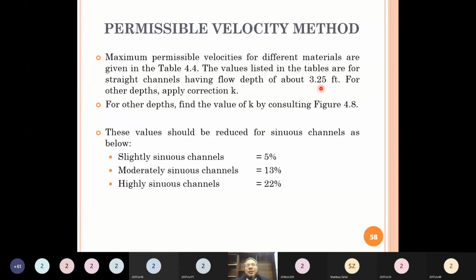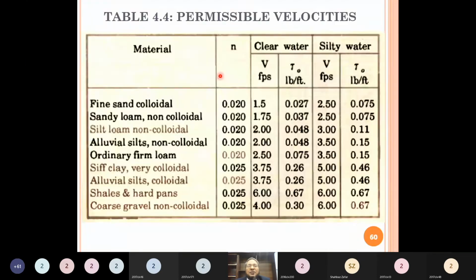And also you have to apply a correction factor if the channel you are designing is not straight. If the channel is curved, then you have to apply a correction on the permissible velocity value, which you are obtaining from table 4.4. Now I would like to show you table 4.4. This is table 4.4, permissible velocities.